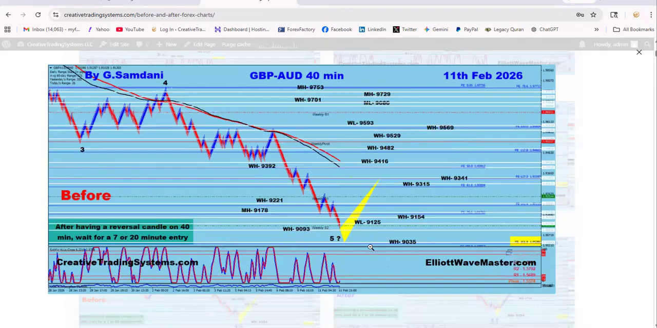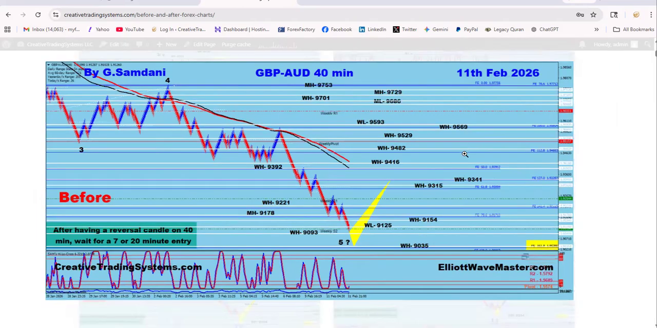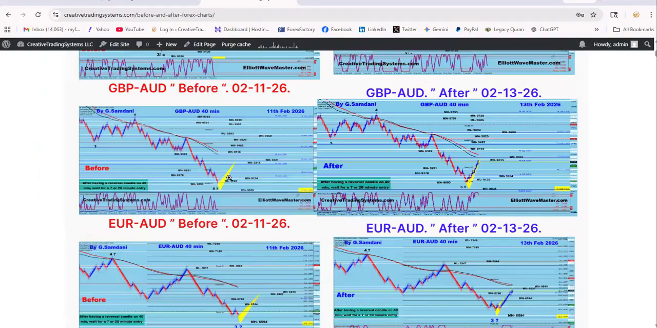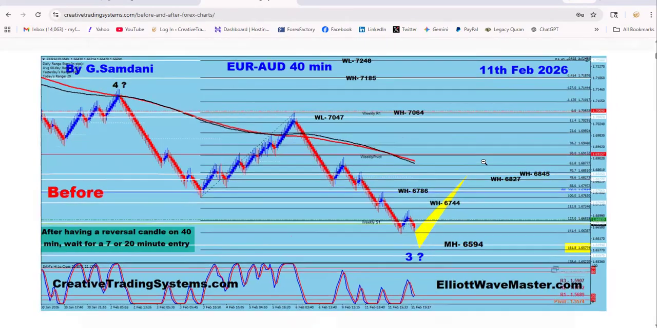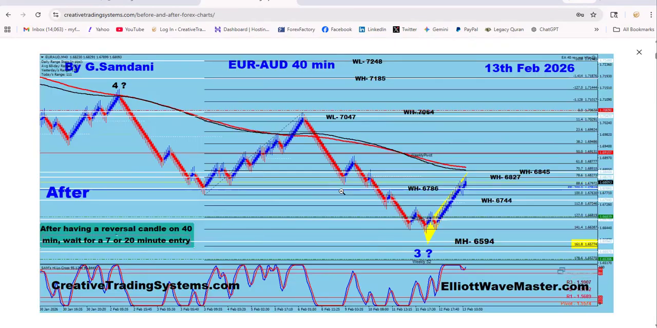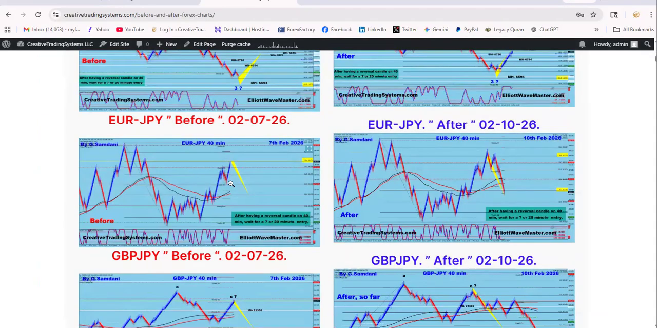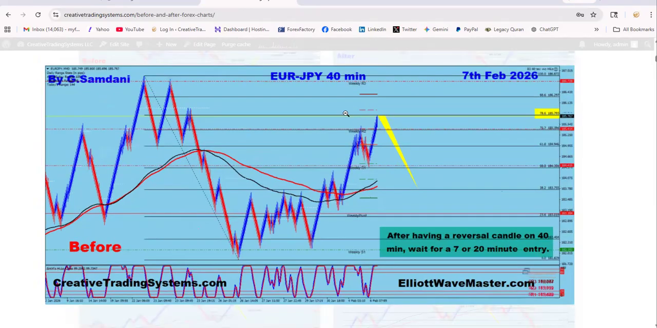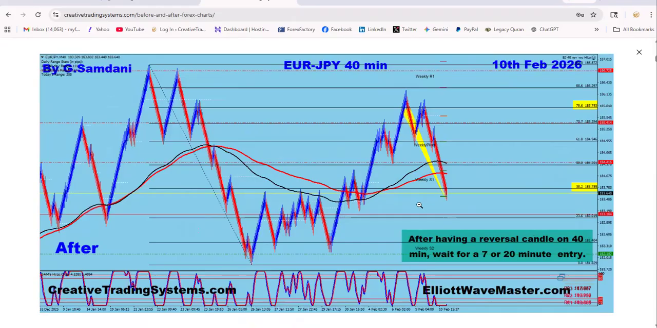Pound Aussie, I made the chart that it's going to go up there on the 11th. And look what happened. It went up, and I took my longs. This one, Euro Aussie, is supposed to go up, and it went up. I make these charts ahead of time, early before the day opens, and then I wait for my proper entry in those directions. And it's written here that the first entry is the 7-minute, then the 20-minute entry from the 20-minute chart. What happened to this chart? This is what happened.